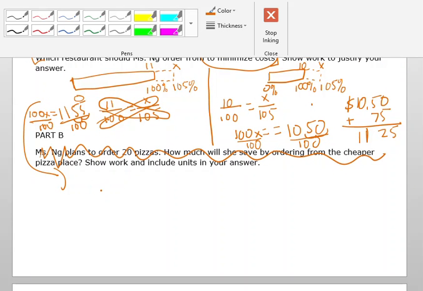I could have said the percent being 1.05 times 11, and that would have given me my price, which was, as we remember, $11.55.